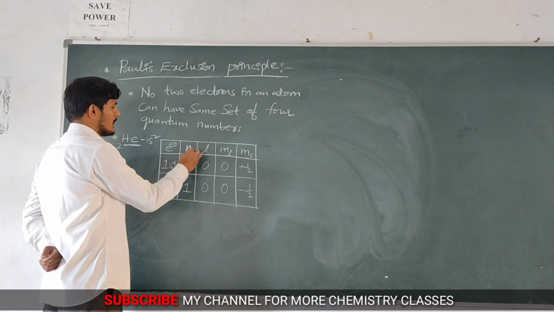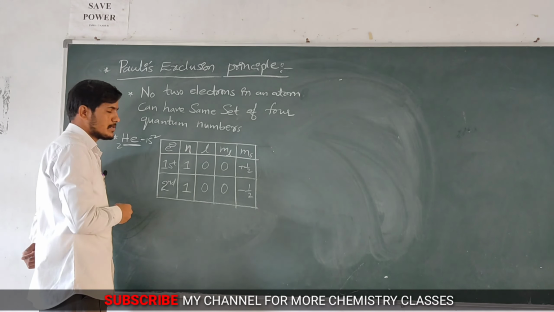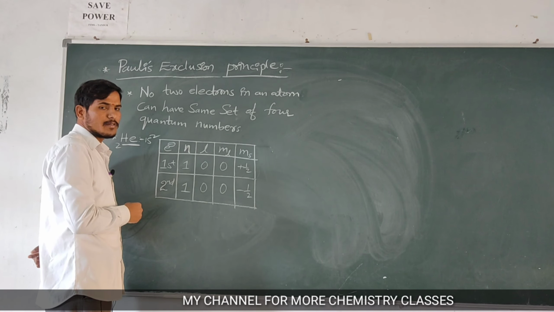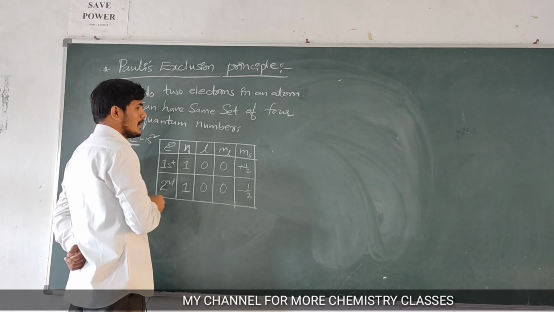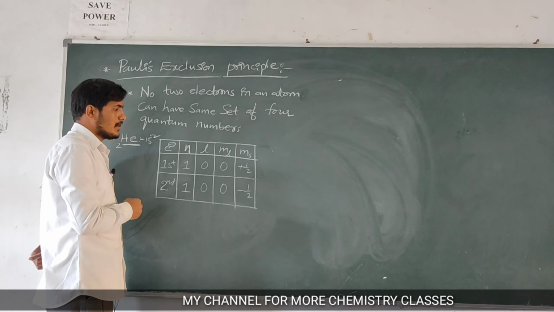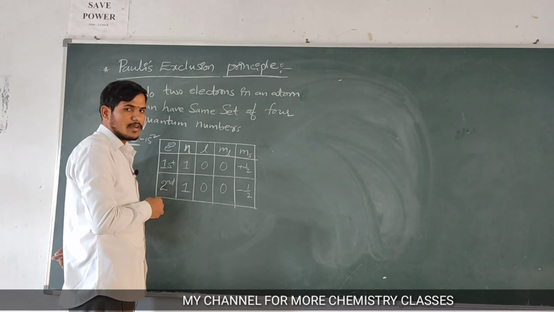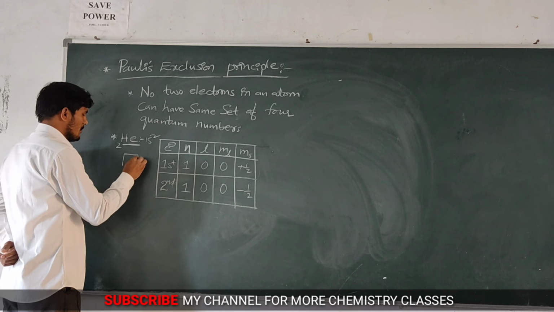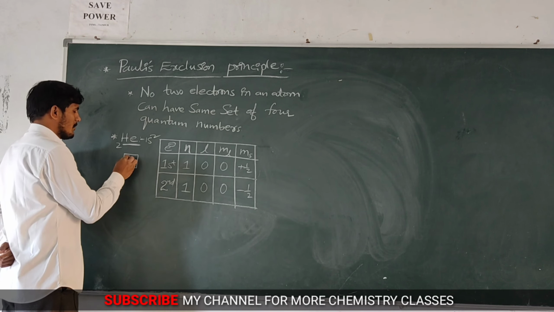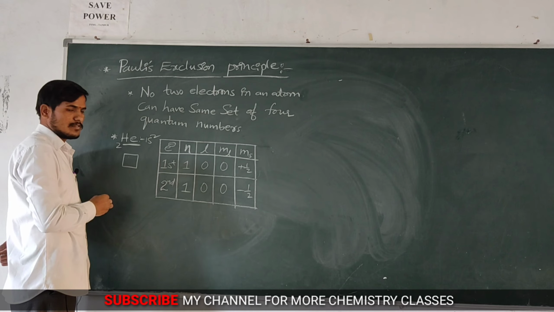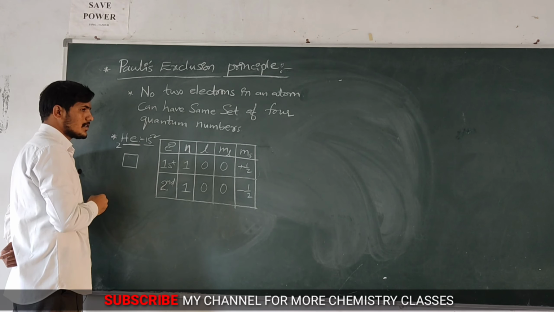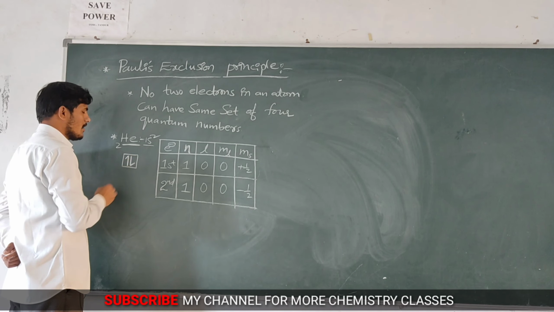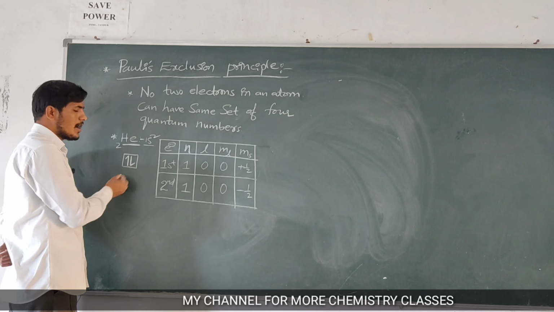Here n indicates the principal quantum number. l indicates the azimuthal quantum number or angular momentum quantum number. ml indicates the magnetic quantum number. Next, ms indicates the spin quantum number. When these 2 electrons enter the same orbital, for example an s orbital, it can accommodate a maximum of 2 electrons. How many electrons are there in helium? 2 electrons. When 2 electrons are present in an orbital, they must have opposite spin.